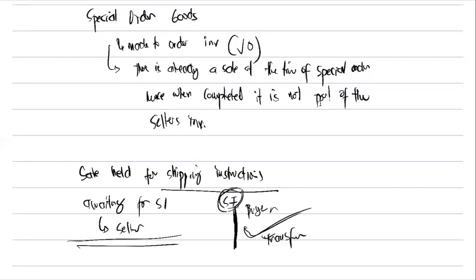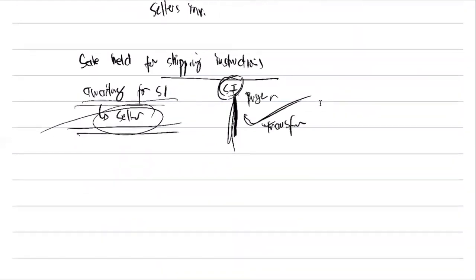Okay, so take note, at the time of shipping instruction, it is now transferred to the buyer. But while it is awaiting shipping instruction, the risk and rewards are still with the seller. It is not yet transferred to the buyer. So you're waiting for the instruction of the buyer.